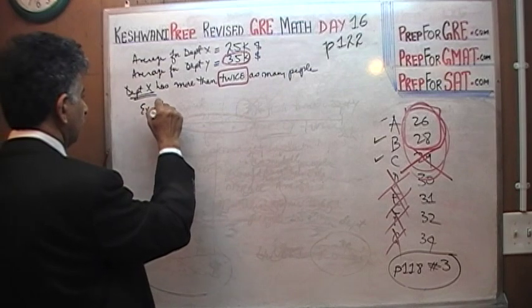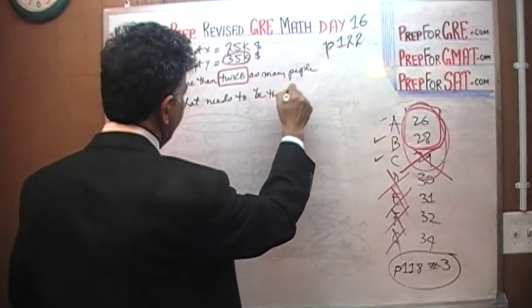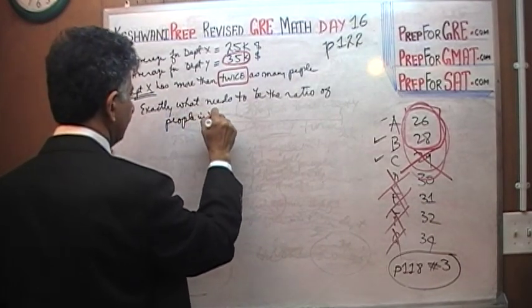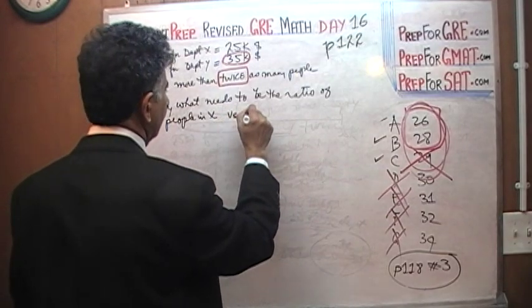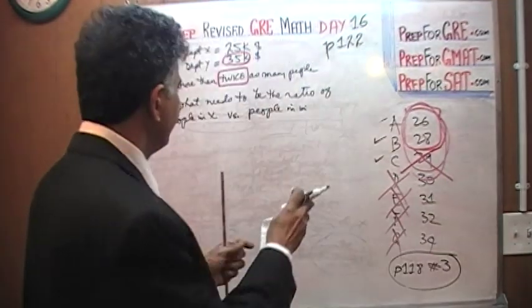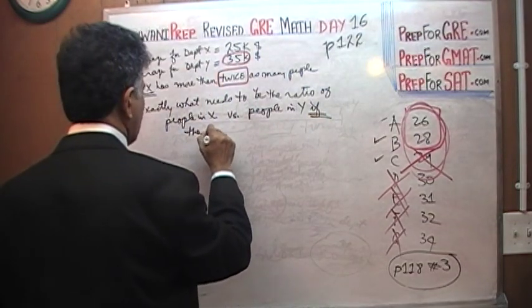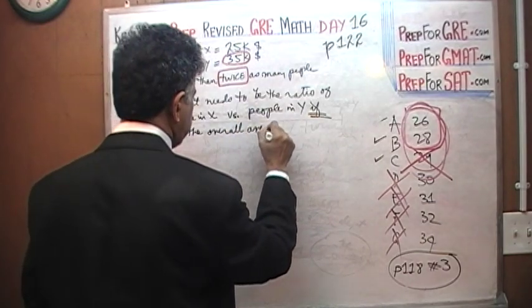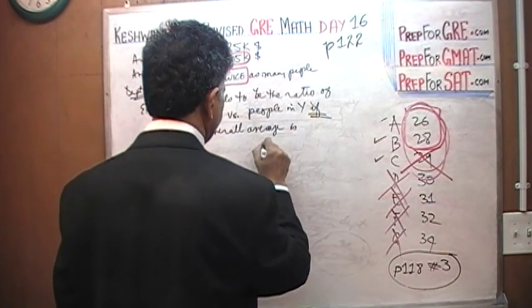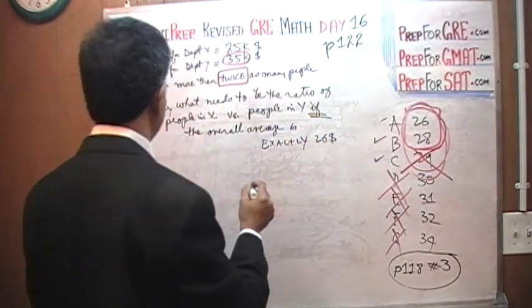Exactly what needs to be the ratio of people in X versus people in Department Y if the overall average is exactly 26K? That is the question.